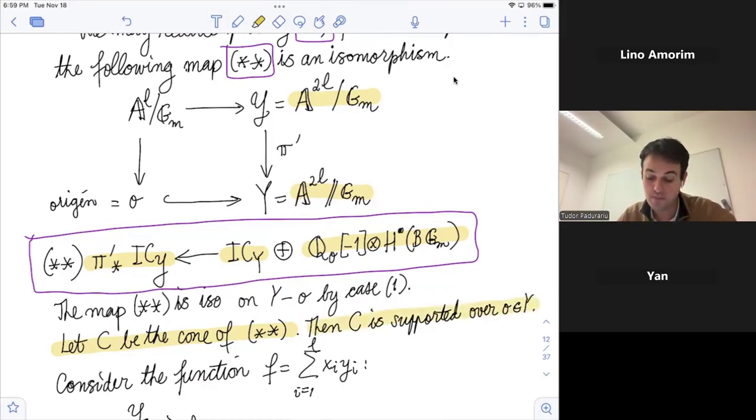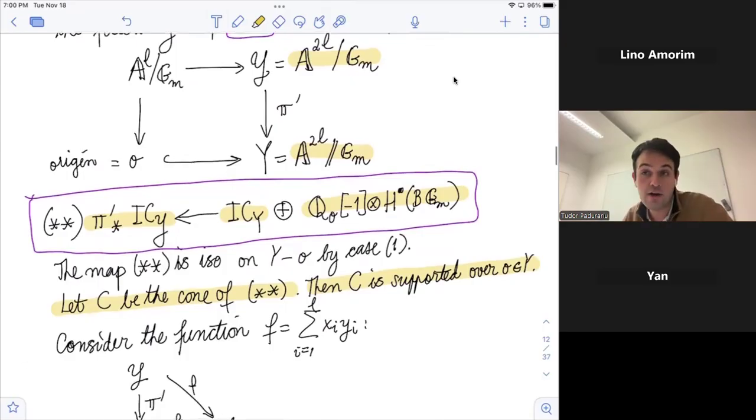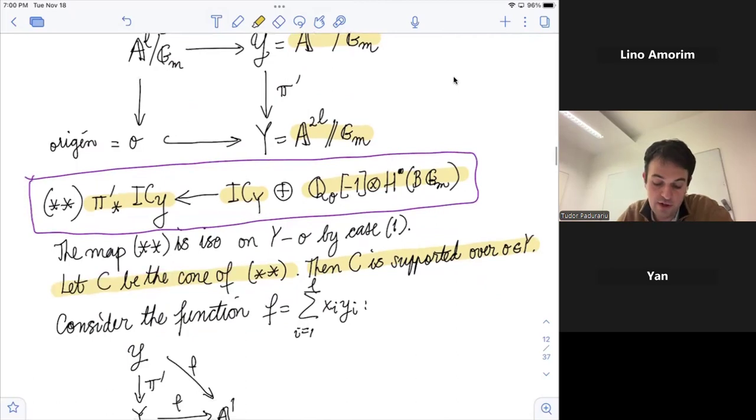So now the trick is to reduce the problem to a simpler problem where the stack is just a classifying stack. So instead of A^L mod GM, we just have point origin mod GM. And also to have such a reduction in which the cone can be detected. So what do I mean by this? We introduce artificially a function and take vanishing cycles for that function. And this function should have the property that it's Morse and actually has only one singular point, the origin.